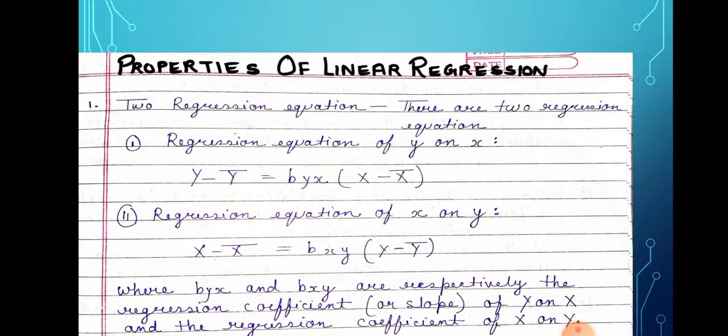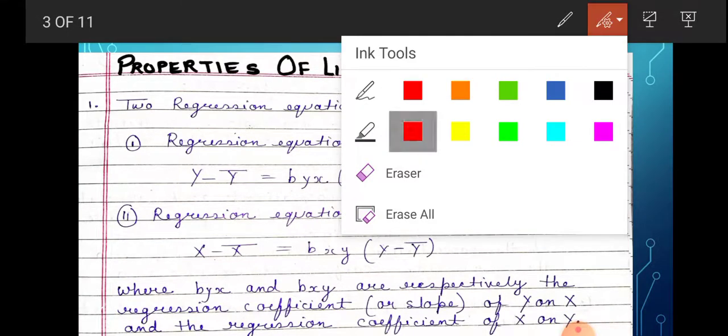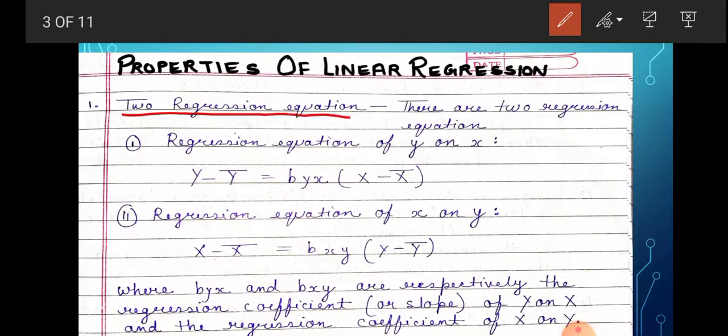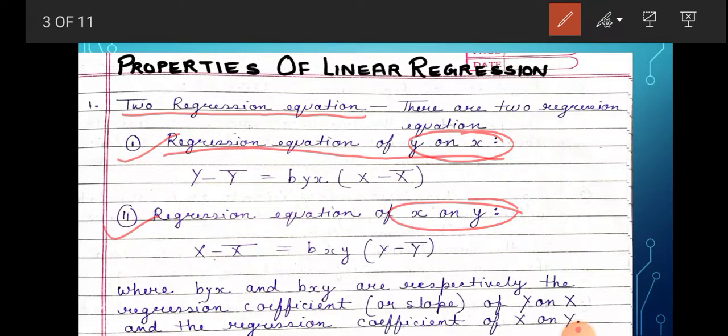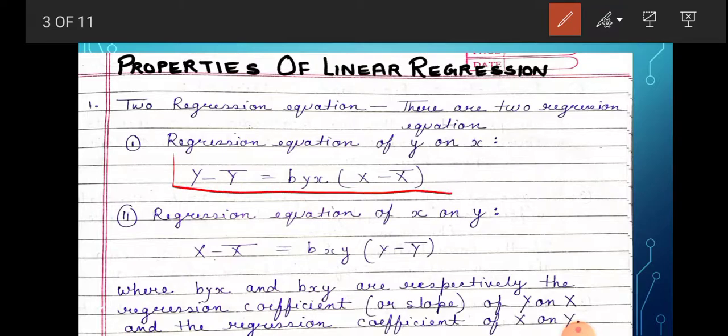Next are the properties of linear regression. Number one is the two regression equations. The most important is the regression equation, because if you want to find the dependent variable or independent variable, first you have to form regression lines. So first we have to find the regression equation of y on x, and then the regression equation of x on y. This is the formula for the regression equation of y on x.